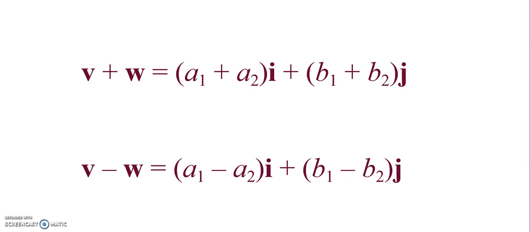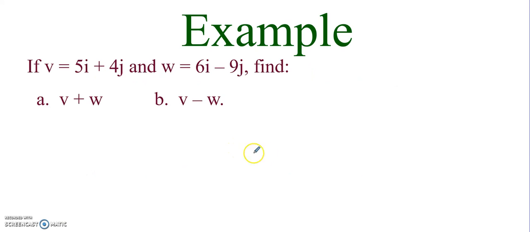I apologize that I'm going through this a little bit quickly, but I really think that a lot of it is pretty straightforward, and it's also written down for you. So go ahead and try this example though. If v is 5i plus 4j and w is 6i minus 9j, I want you to find v plus w and v minus w. Pause the video, unpause when you're ready to check.